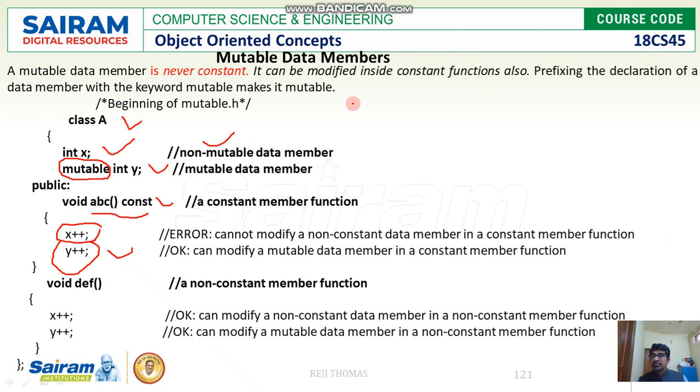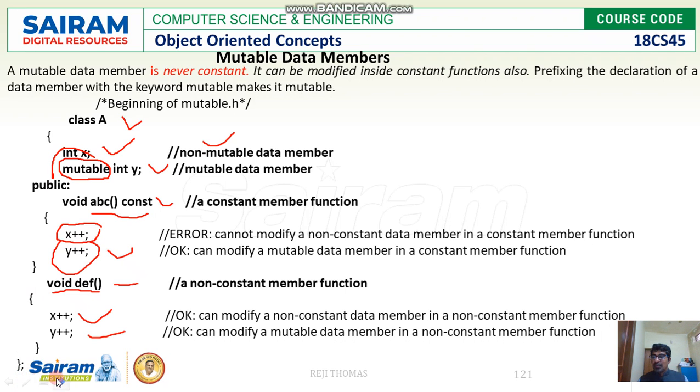Look at the next function which is def. Def is not constant, so it can access and modify all data members' values. So this is about mutable data members. Let me repeat. A mutable data member is never constant. Even if you write a function as constant, this data member cannot be constant. It can be modified even inside a constant function. So what you have to do is prefix the declaration of the data member with the keyword mutable.